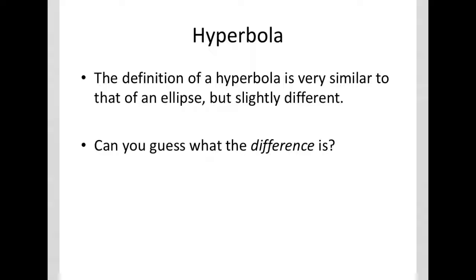So let's get started. We want to understand what a hyperbola actually is. The technical definition of a hyperbola is very similar to that of an ellipse, but it's slightly different. Can you guess what that difference is? The difference is that we need to be thinking of a difference instead of a sum. If you remember the definition of the ellipse, it was that for every point on the ellipse, the sum of the distances to the two foci was a constant value. Well, for a hyperbola, the difference is a constant value.